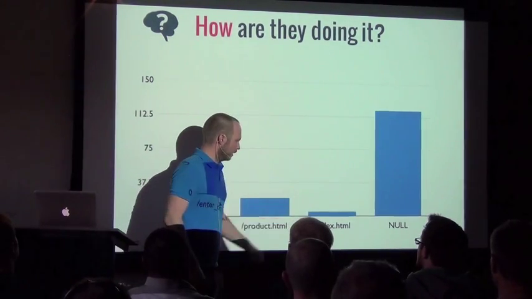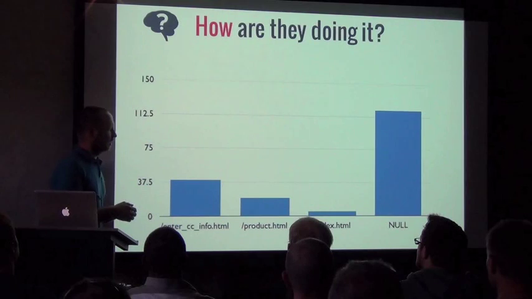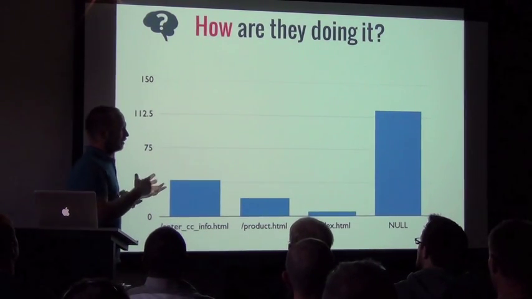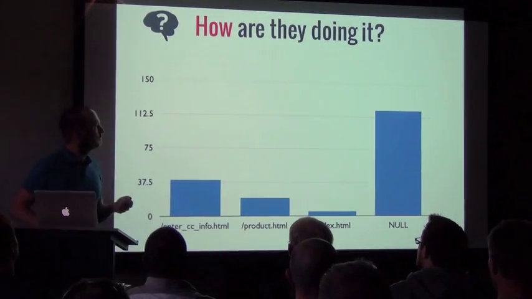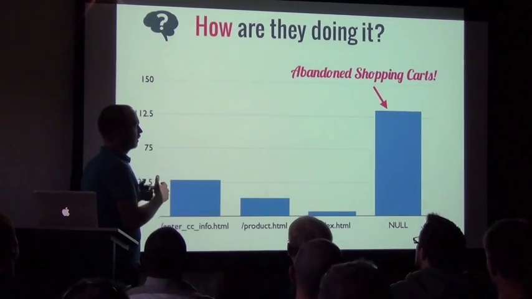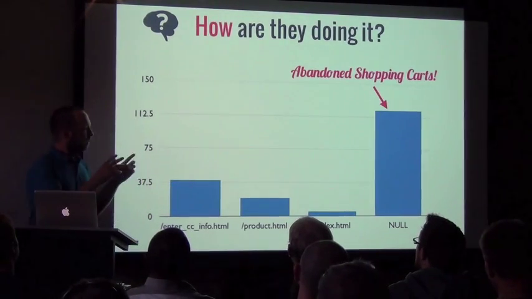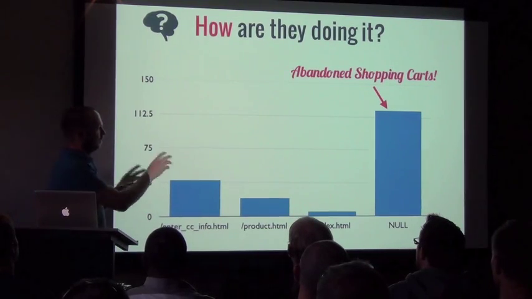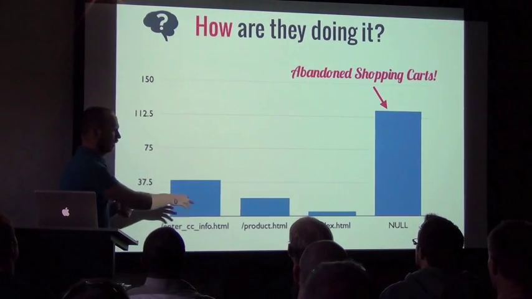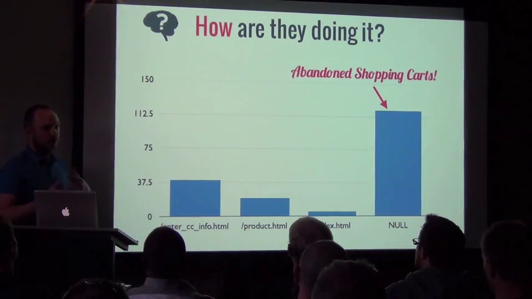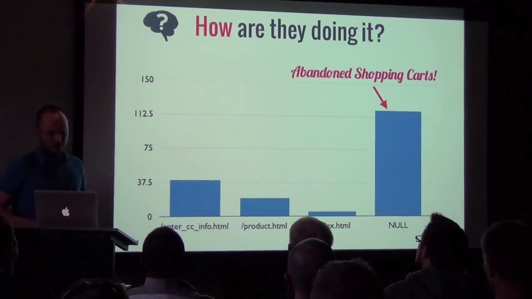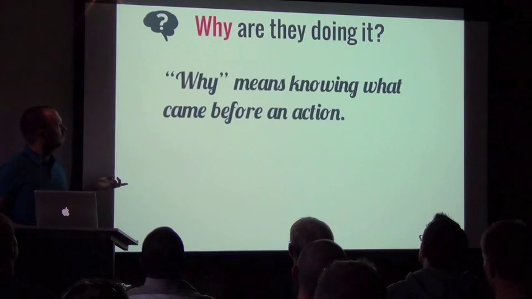Then we have an index page. They're going back to the home page for some reason. Then we have this huge column on the right, which is null. So these are people that don't have a next action really. These are people that drop off, they abandon the shopping cart, and may not come back. So this is lost revenue right there. If we can find a way to pull these people over into one of these other columns, you can increase engagement, keep people around, and really help grow our business. So that's kind of the how.